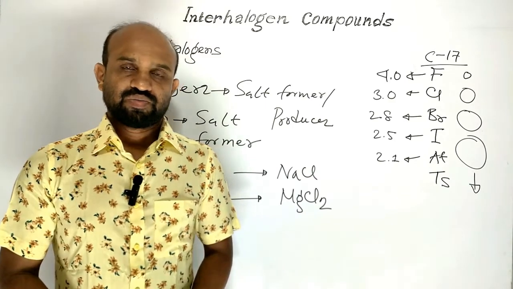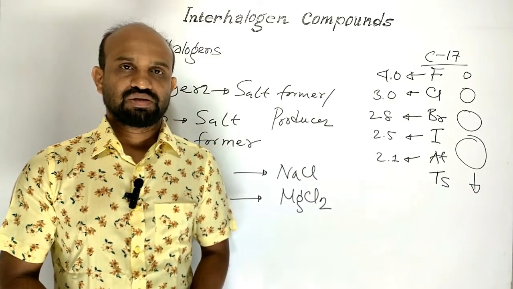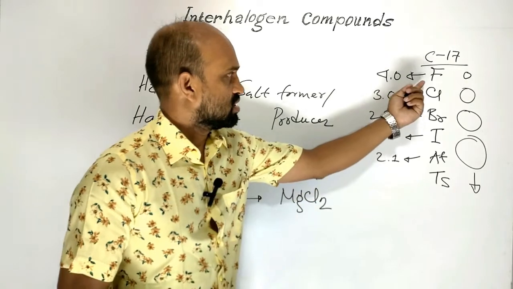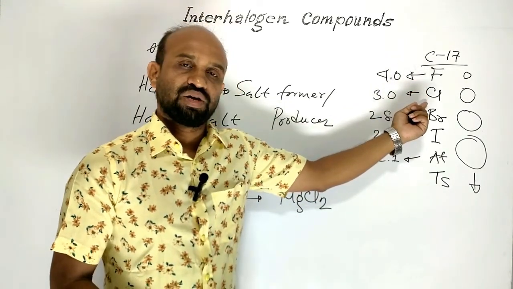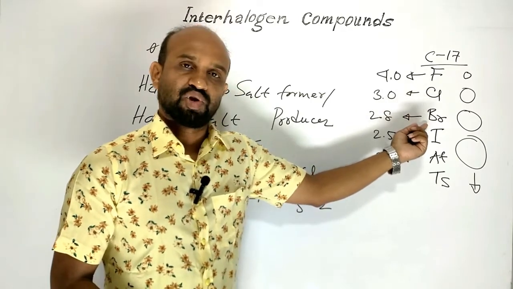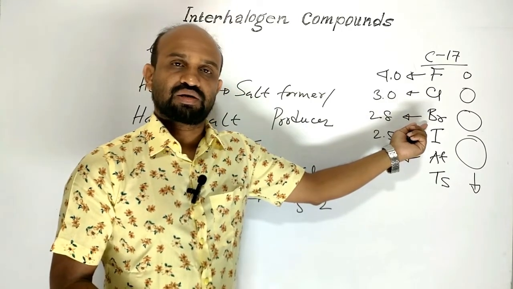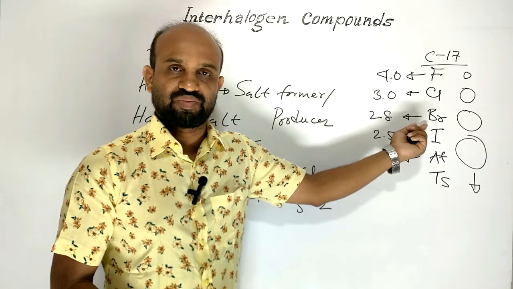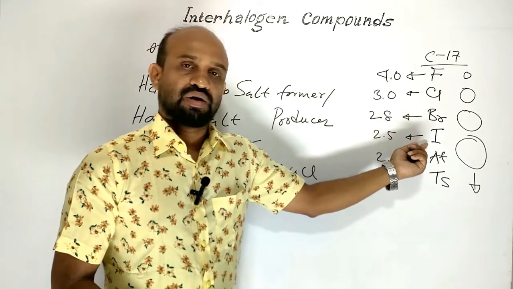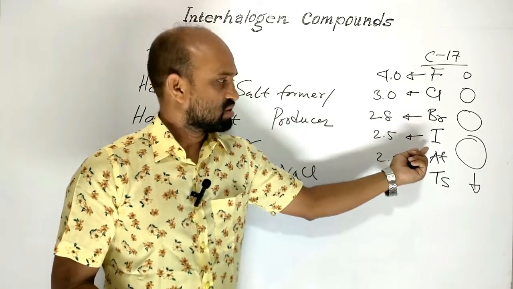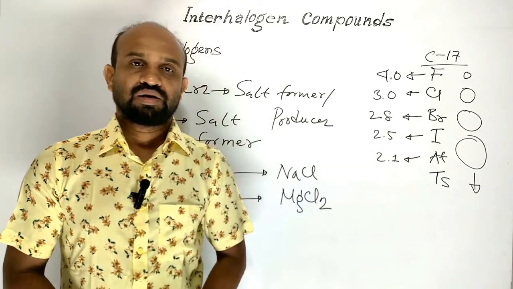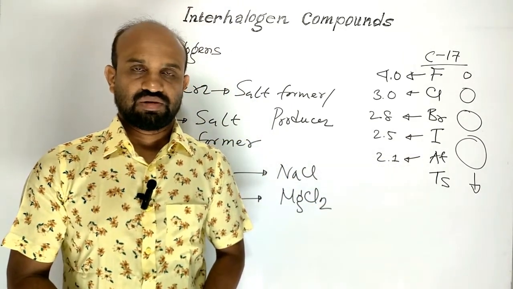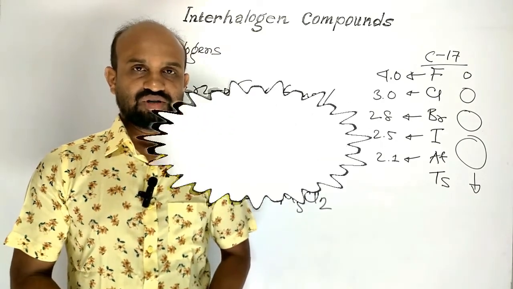Physical state of halogens are like this: fluorine is gaseous, chlorine gaseous, bromine is liquid at room temperature and atmospheric pressure, iodine is solid, and astatine and tennessine are solid substances. Let's move on to the next point.